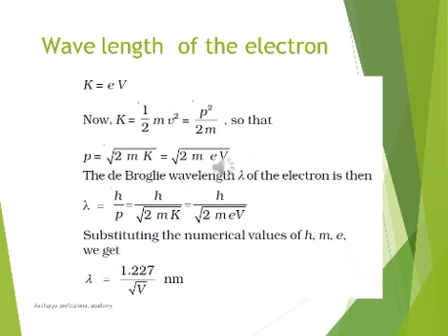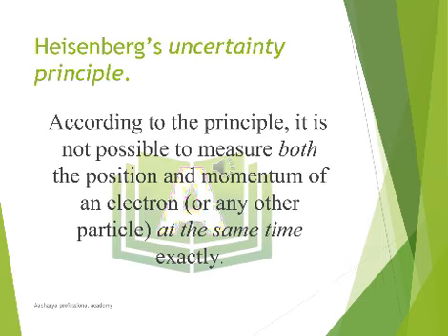Heisenberg stated that we cannot simultaneously measure the position and momentum of a particle exactly. The more accurately we know one, the less accurately we know the other.